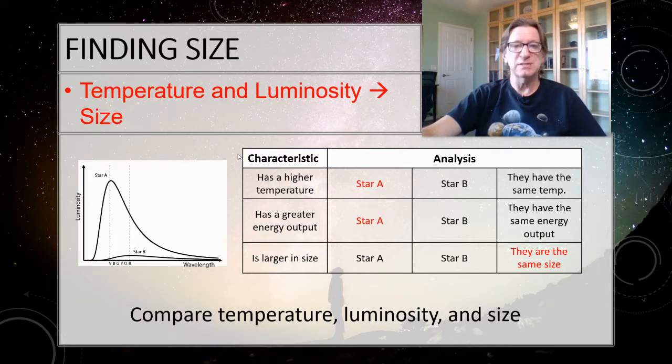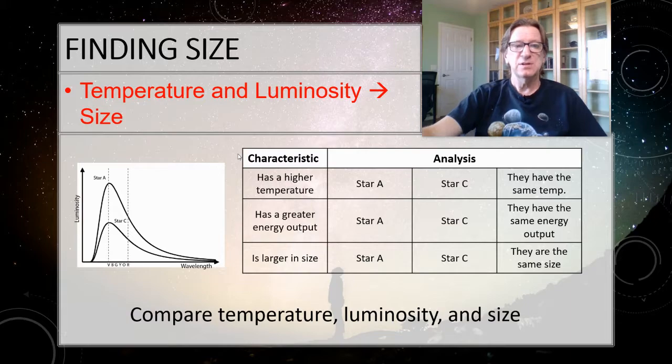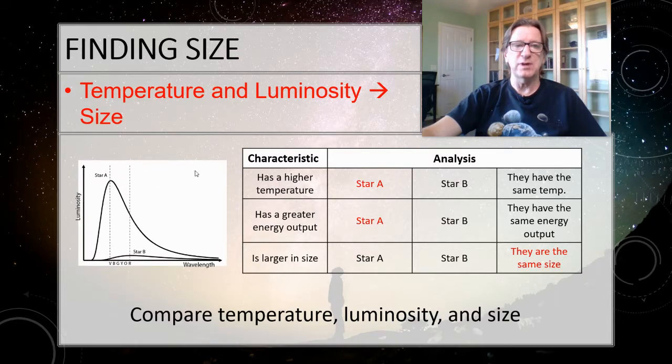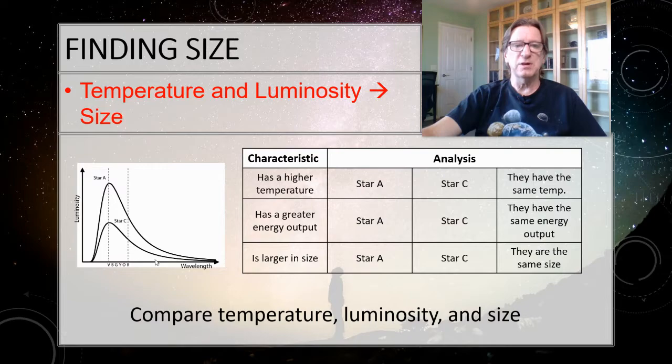Let's get some more practice and see what you can see. So here's a similar situation. We saw this graph last time. So here's star A, here's star C. Star A is the same one that we were looking at before. Now we're comparing it to star C. So pause the video. Which one has the higher temperature and which one has the greater energy output? Do both of those before unpausing the video.